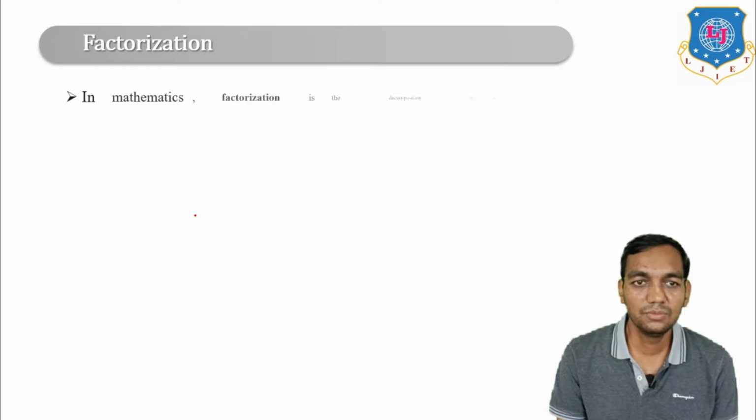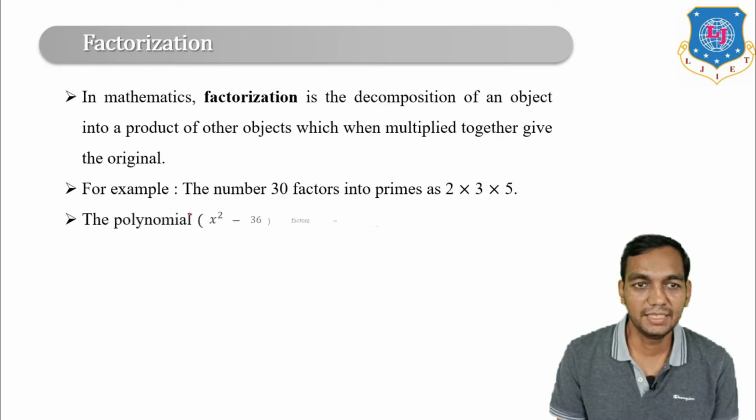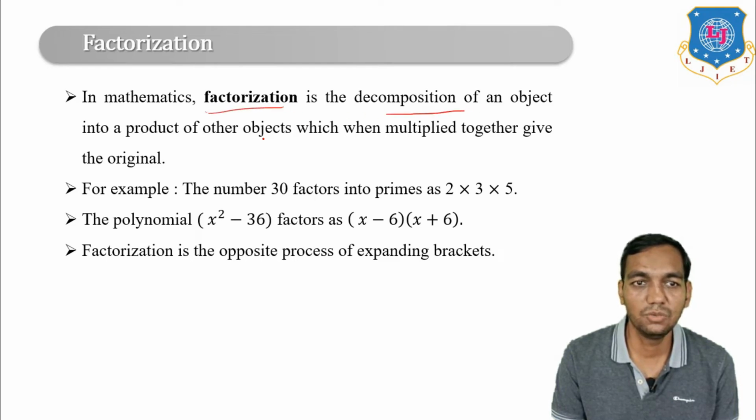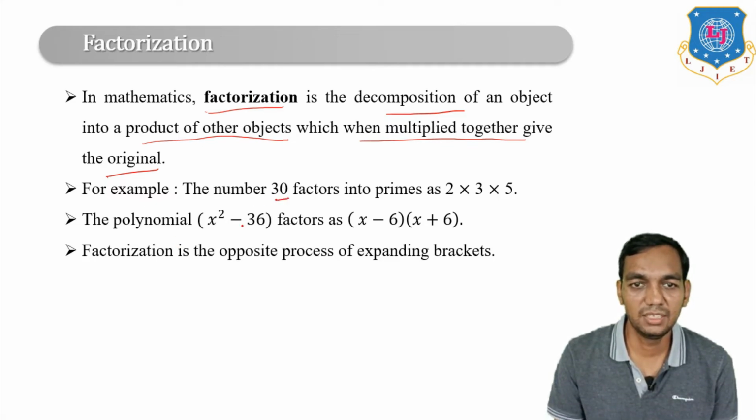Now we are going on to the factorization. Now what is the factorization? Factorization is a decomposition of an object into a product of other objects, which when multiplied together will give you the original term. For example, 30 has factors 2 into 3 into 5 as a prime factorization. Okay. So this is going to be a prime factorization.